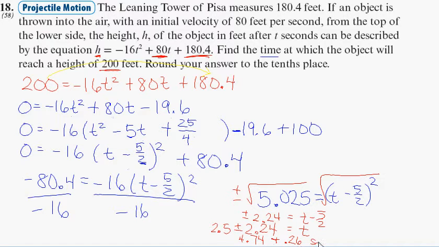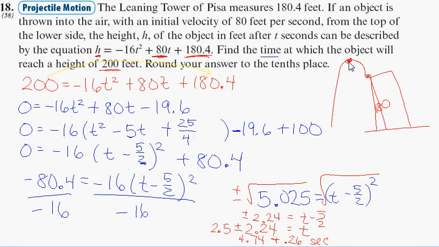0.26 seconds. Now that should make perfect sense, because if you've got the Leaning Tower of Pisa here, right? Okay, it's leaning quite a lot here. You're standing up here. It says find the time at which the object will reach a height of 200 feet. So the Leaning Tower of Pisa is 180.4 feet, right? So 180 feet here, and then it's going to go up, and then it's going to come down.